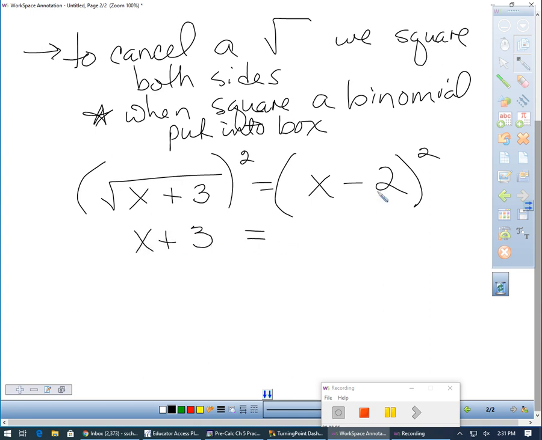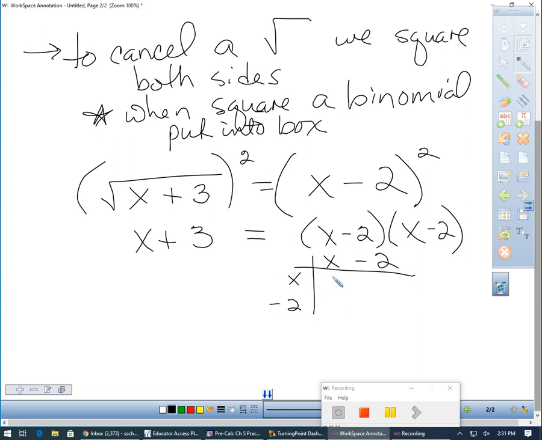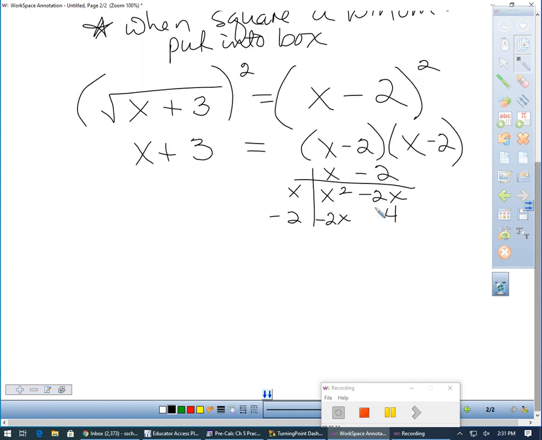However, on this side, this really means we have x minus 2 times x minus 2. So to figure out what that is, we have to put it in the box. X minus 2 times x minus 2. X times x is x squared. X times negative 2 is negative 2x. X times negative 2 is negative 2x. Negative 2 times negative 2 is positive 4. So on that right-hand side, we would have x squared, adding our diagonals together, minus 4x plus 4.